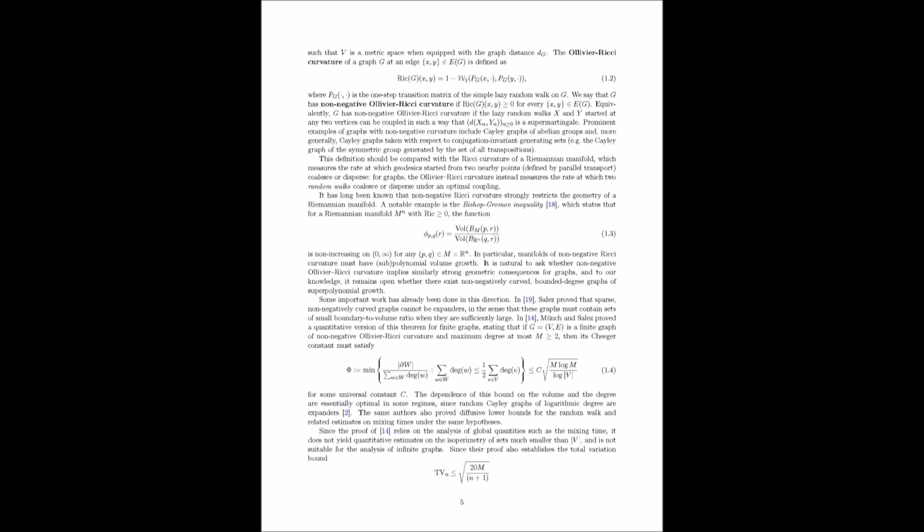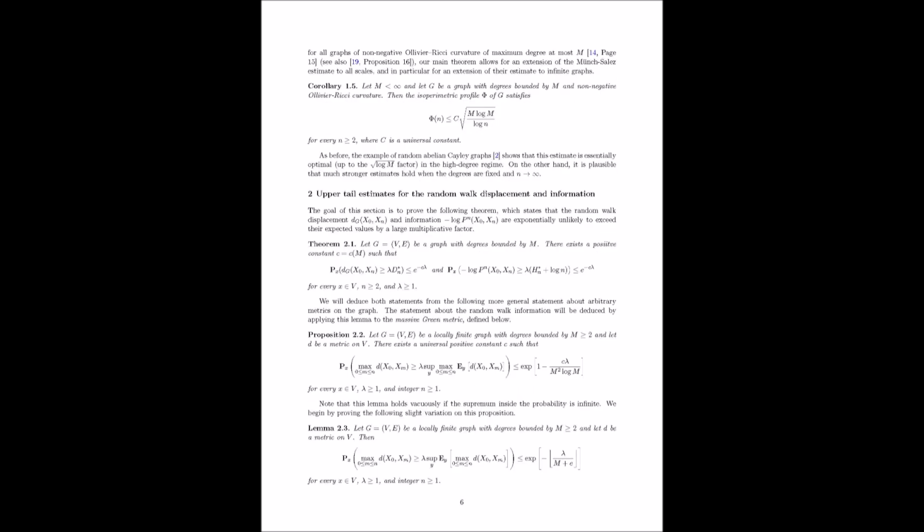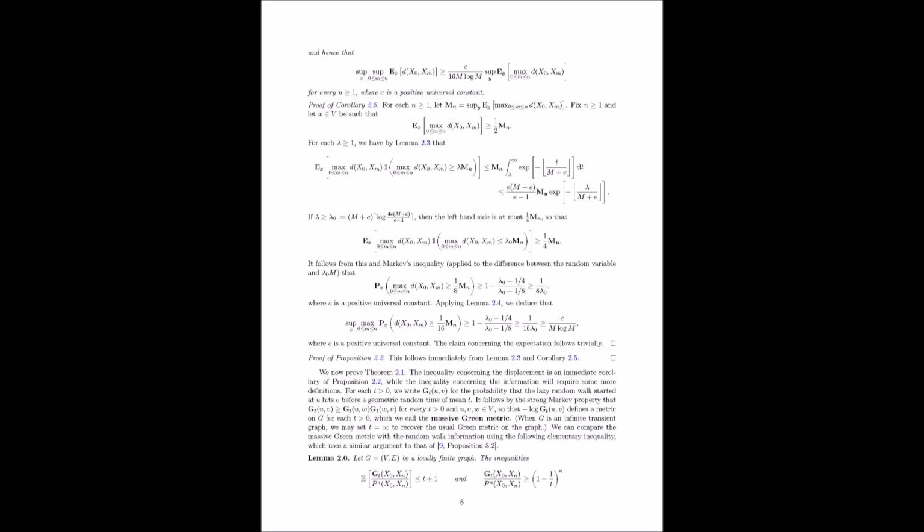It counts the number of edges in the shortest path between two vertices. But we can define other metrics as well, depending on the context. Right. That makes sense. So what does this Proposition 2.2 tell us about metrics? So it says that for any metric defined on the vertices of our graph, the maximum distance a random walk travels in steps is unlikely to be much larger than the expected maximum distance.